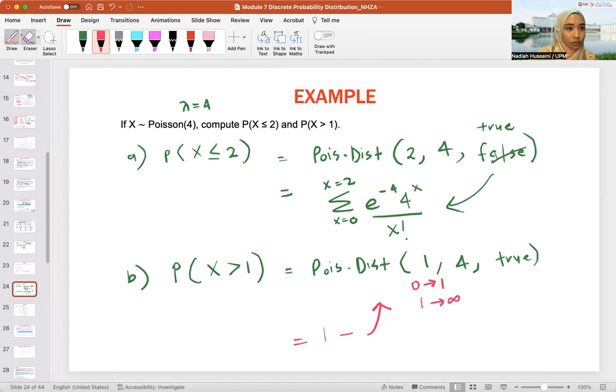Okay, so to write it correctly, this is for your project, and this is for your exam. So we have two versions here. Okay, so 1 minus the summation from x equals 0 up to x equals 1 of e to the power of minus 4, 4 to the power of x, over x factorial. This is supposed to be 0. Okay?